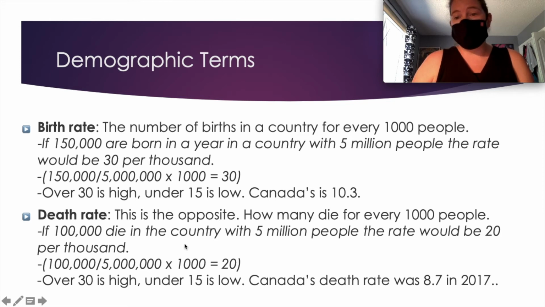The death rate is the opposite of this, obviously. How many people died, divided by the population, times 1,000, and so it equals 20 in this instance. Over 30 is high, under 15 is low. Canada's death rate was 8.7 in 2017. So that's pretty good. That's how we calculate the birth and death rate.